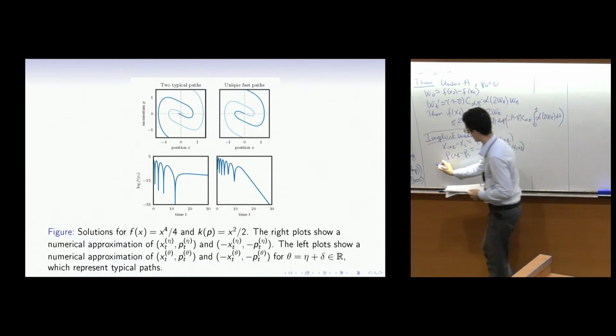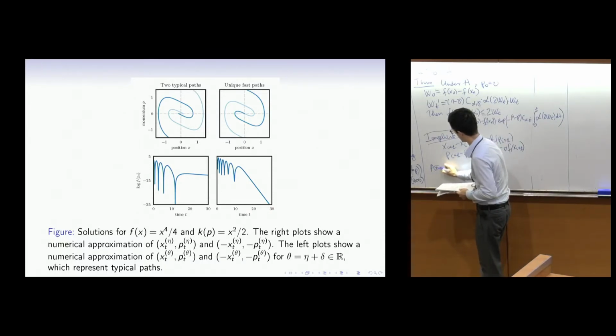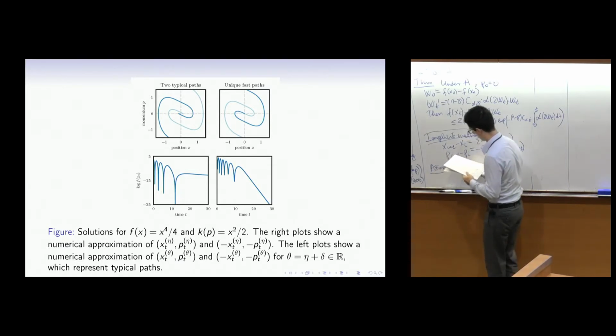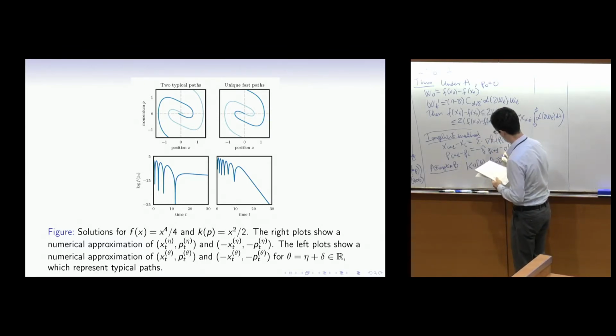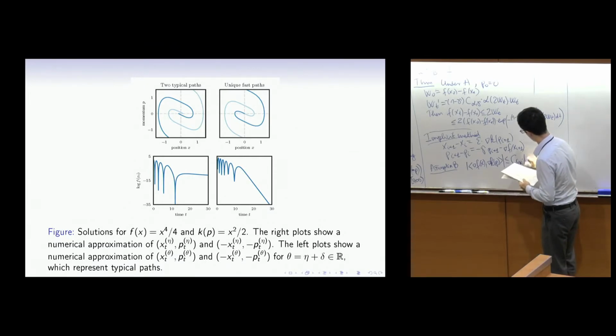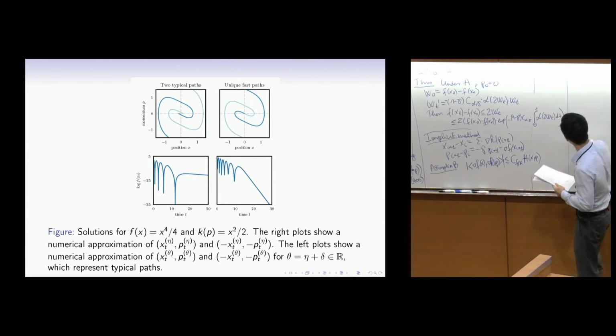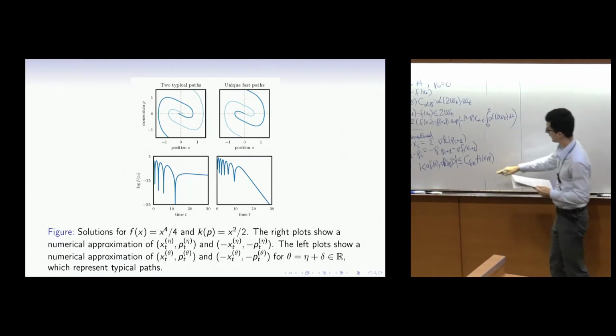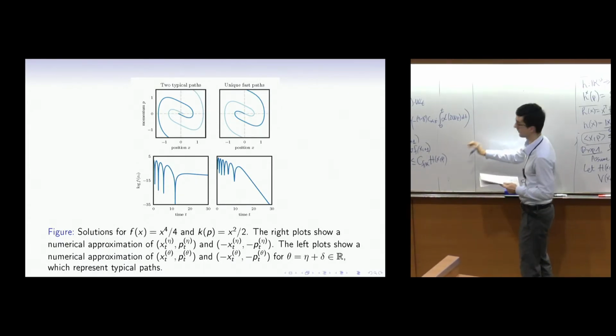So we need an additional assumption, which I call assumption B, which is that the gradient of f at x and the gradient of k at p, their scalar product, is upper bounded by a constant times the Hessian of f at x, p, for every x and p. So now we are going to see why this is a reasonable assumption.